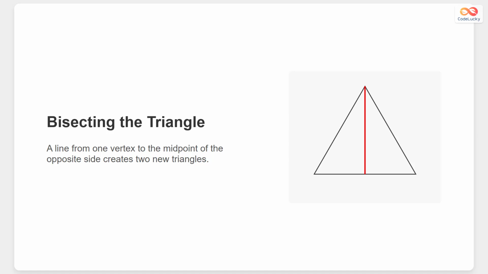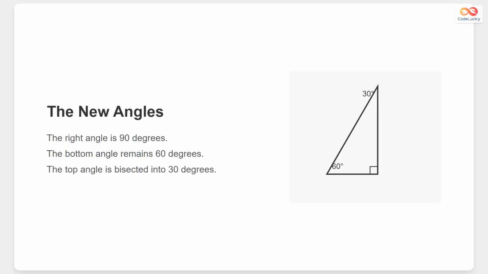When we draw a line from one corner of the equilateral triangle to the midpoint of the opposite side, we bisect it. This action splits the equilateral triangle into two identical smaller triangles. Each new triangle has a right angle of 90 degrees. The angle at the bottom remains 60 degrees. The top 60-degree angle of the equilateral triangle is split in half, creating a 30-degree angle.